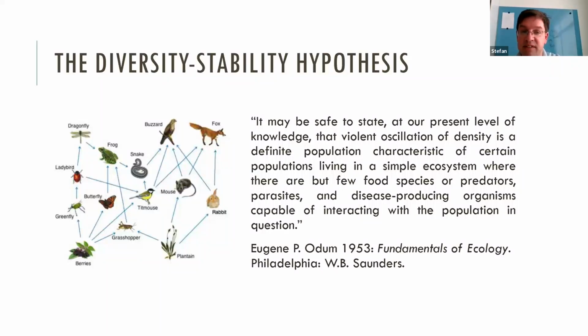The idea was that a more diverse ecosystem will be more stable than one that has lesser species diversity. Here is a picture of a food web. That's not a perfect representation of this hypothesis, but there was no real image for the diversity-stability hypothesis. But that's basically the idea behind it. So why did that matter? It had a bit of an economic rationale.